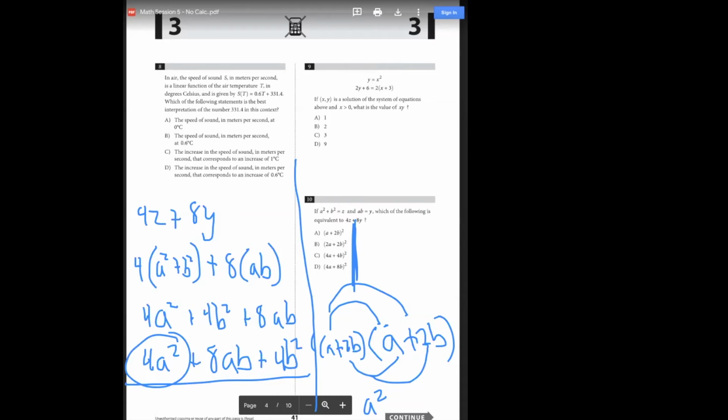So for A, I see that like we just did, a times a is a squared, so it can't be that one because it has to be 4a squared. B, 2a times 2a is 4a squared. That's the answer, but let's just double check the rest. C, 4a times 4a is 16a squared, and so is it for D. So it can't be those, and B is the answer.